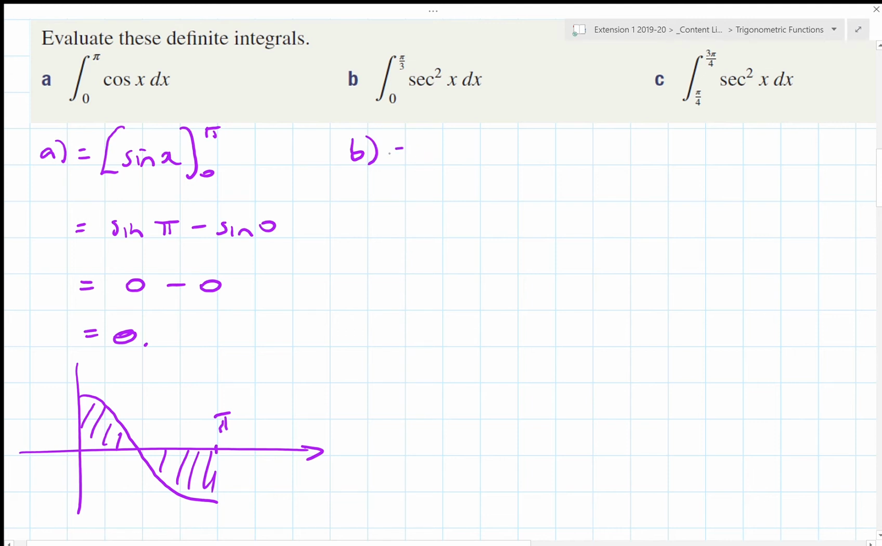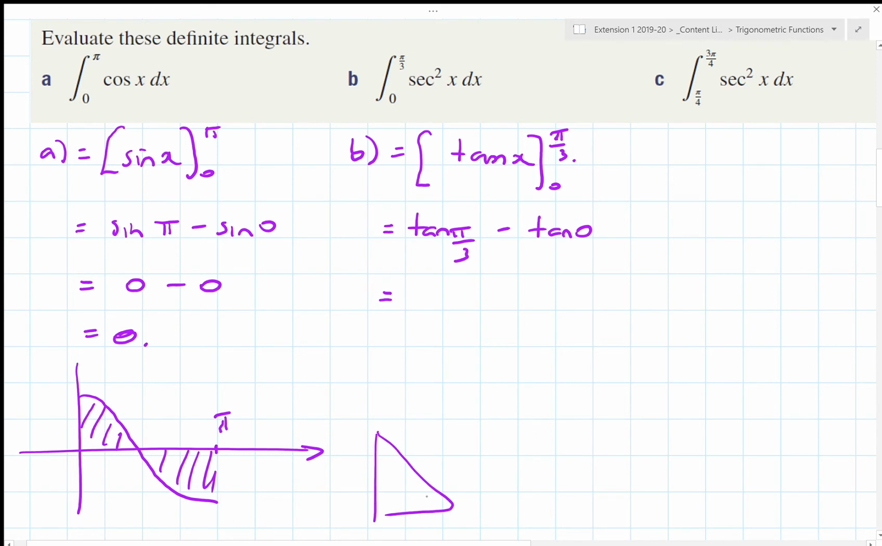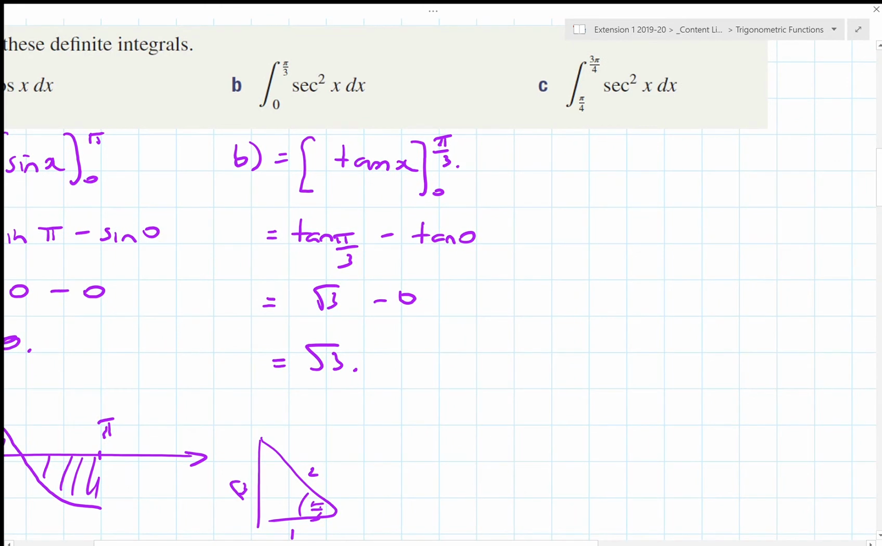The derivative of tan is sec squared, so the integral of sec squared is tan. And then, of course, I ask you what is tan pi over 3. So that's root 3 over 1 minus 0, so that's root 3. And then, same again.